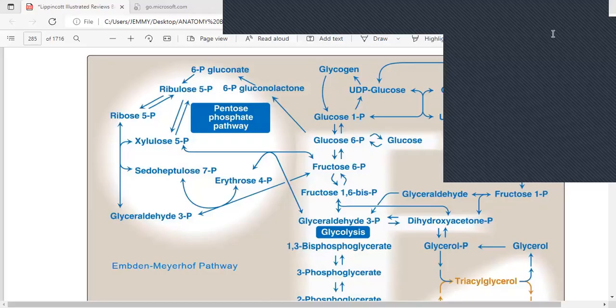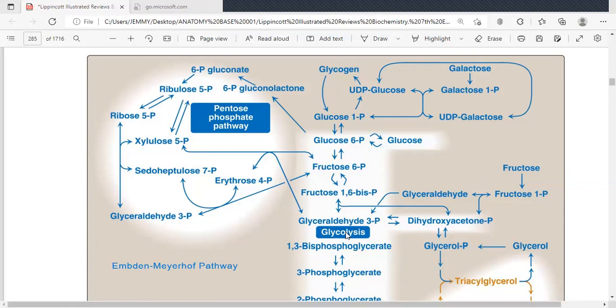Welcome. Today we are going to look at glycolysis, also known as the Embden-Meyerhof pathway, named after the people who discovered it. So we will start here.